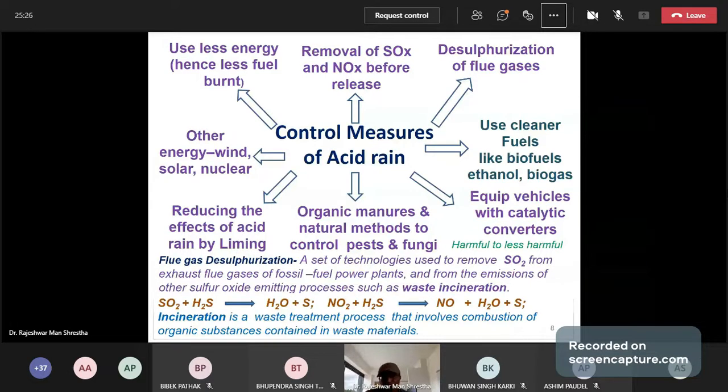And next is to equip the vehicle with the catalytic converter. The main purpose of the catalytic converter is to convert harmful gas into less harmful gas.